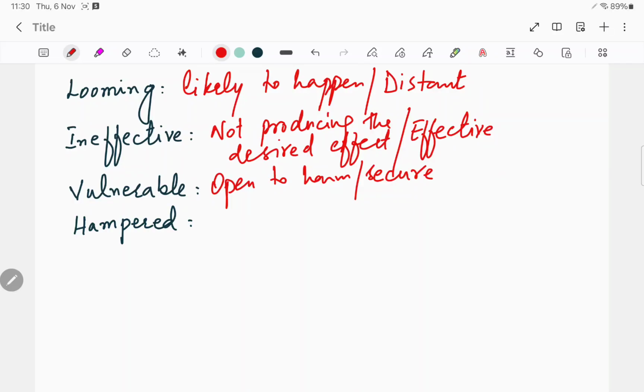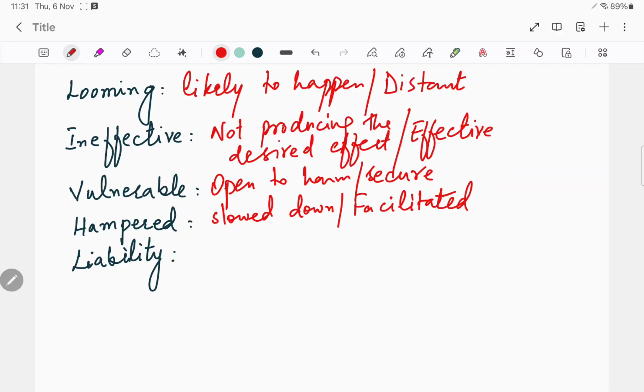The next word is hampered, which means something which has been slowed down or made more difficult, and the antonym can be something which is made easy or facilitated. The sentence can be overpopulation has hampered Pakistan's economic growth and industrial development.